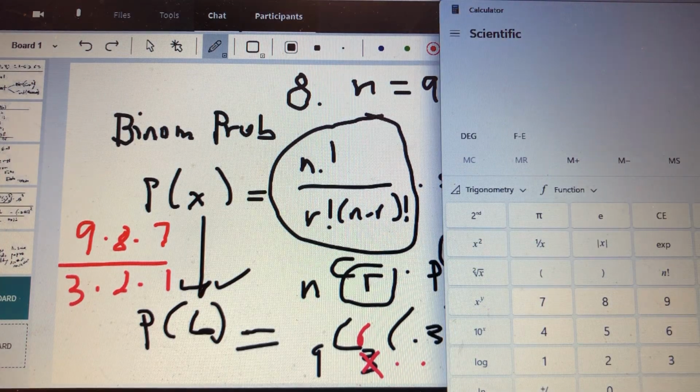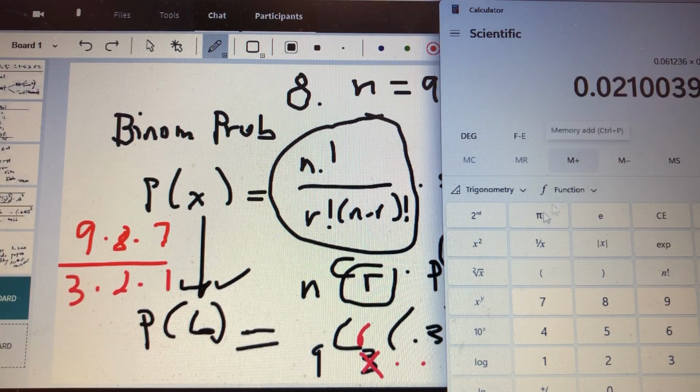Now I have to do 9 times 8, that's 2, times 7, that's 3, times 6 is 4, times 5 is 5, and times 4 is 6, divided by 6 all the way down to 1. So this was 84 right here, times 0.3 raised to the 6th power, not 3rd power, times 0.7 to the 3rd power. 0.2001.